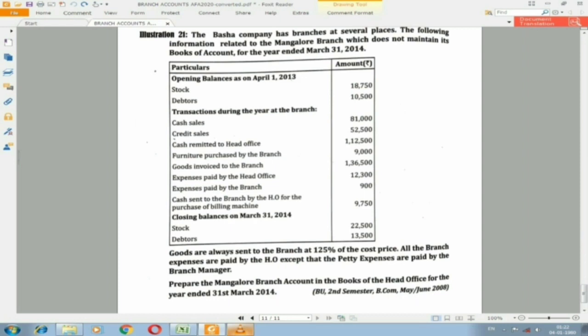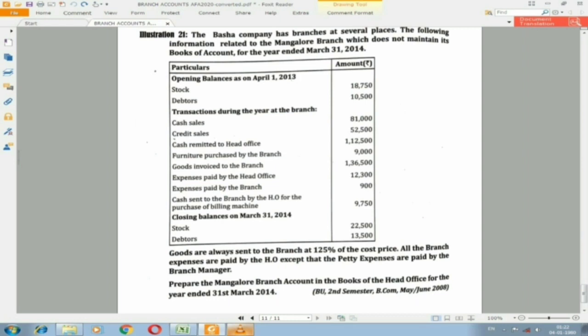We need to take furniture value as well as billing machine value, because both are assets. Then we have closing balance on 31st March 2014 as stock and debtors. Then goods are always sent to branch at 125% of cost price. As they have directly mentioned 125%, we are supposed to take 25% extra, that is nothing but 25 divided by 125.